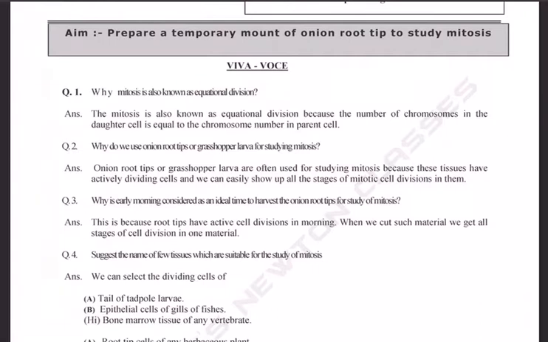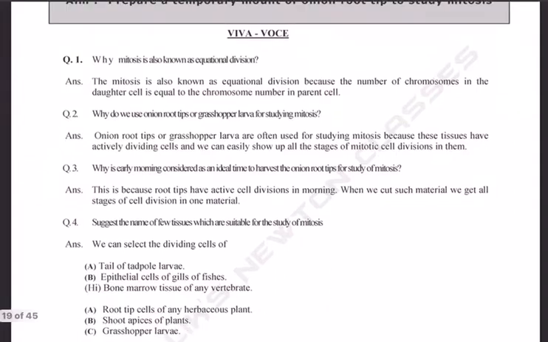Question 3. Why is early morning considered as an ideal time to harvest the onion root tips for study of mitosis? Again, this is because root tips have active cell divisions in the morning. When we cut such material, we get all stages of cell division in one material itself.